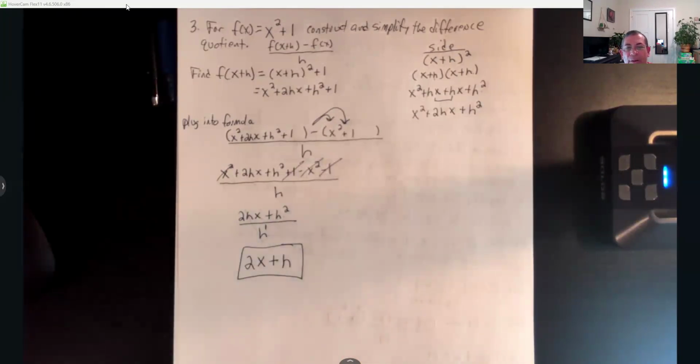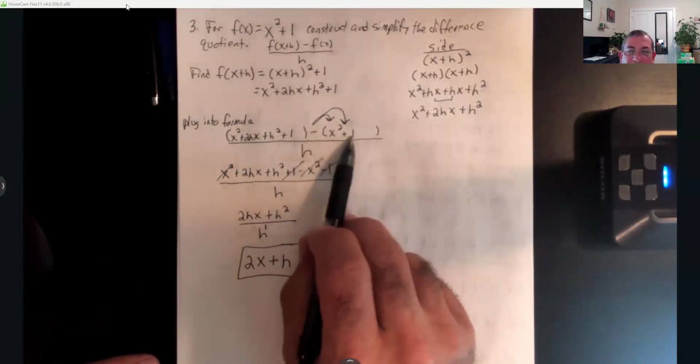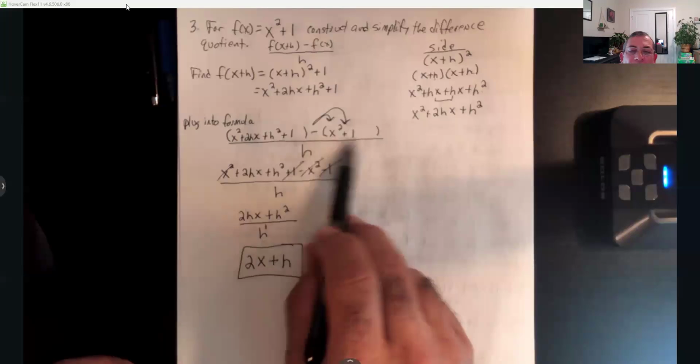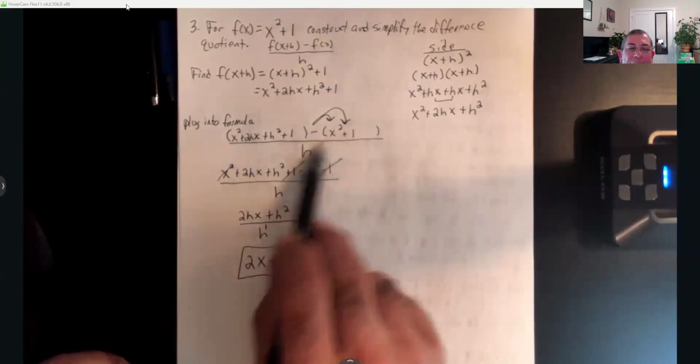Okay, so notice everything in the second parentheses is always going to cancel out because these don't have h's on them, okay? So they're always going to cancel out every time.